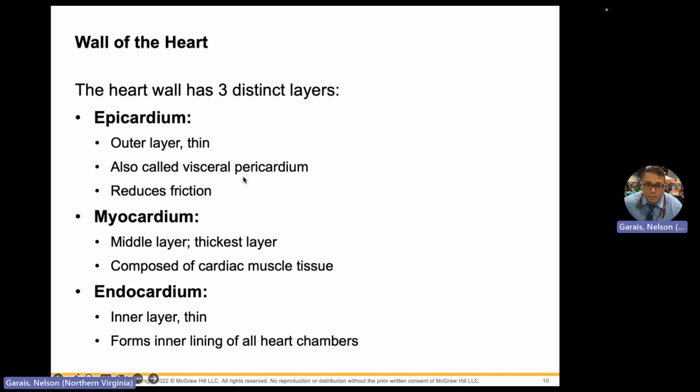Underneath these layers, you have the epicardium, and the myocardium, the thickest middle layer, composed of cardiac muscle, and of course the innermost layer is your endocardium.